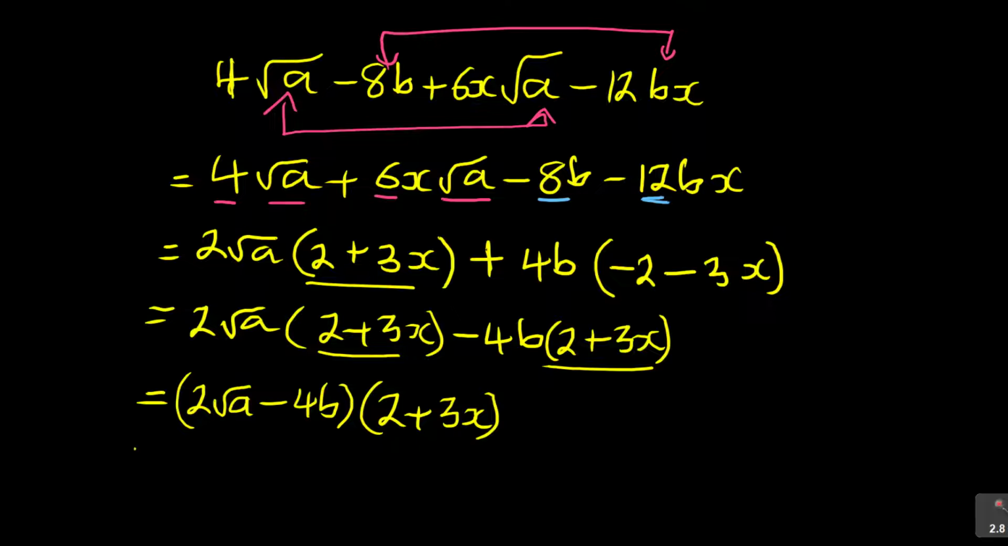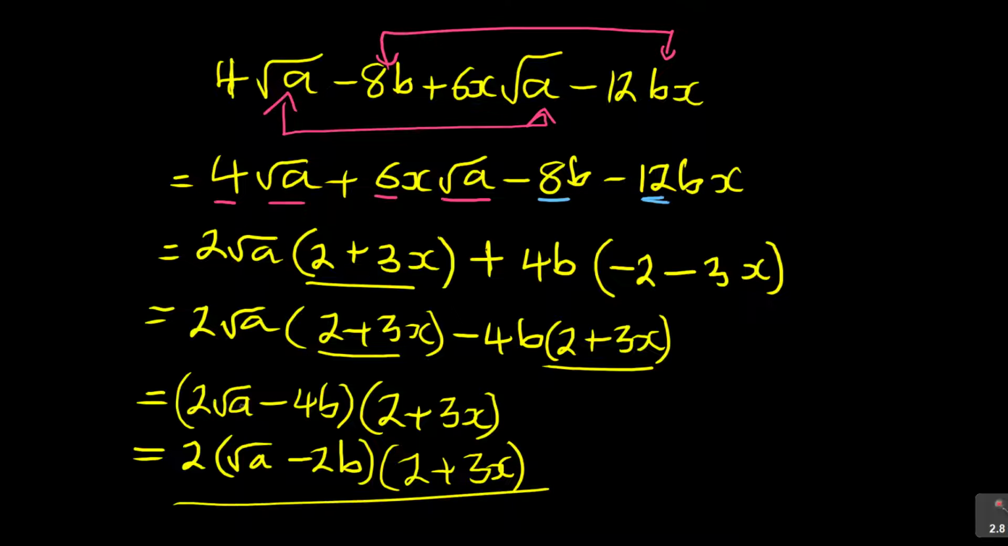Alright, so why am I doing it? Because I see that I can take out a 2 into 2 root a, it's root a, minus 2 into 4, it's 2b. I see that, then I've got 2 plus 3x. So this is kind of the full factorization of that. So when you expand this, when you multiply all this, it must take you back to the original. Okay, so that is that.